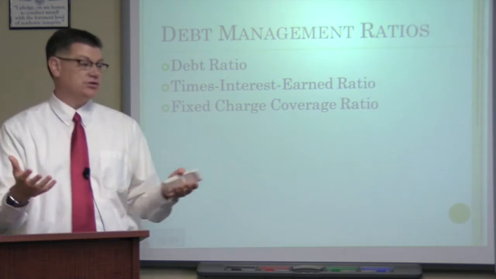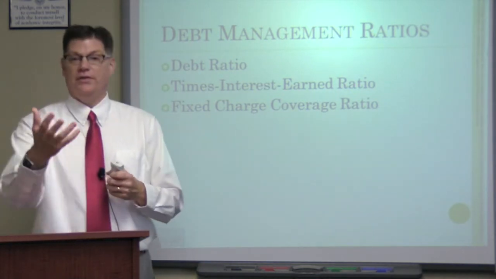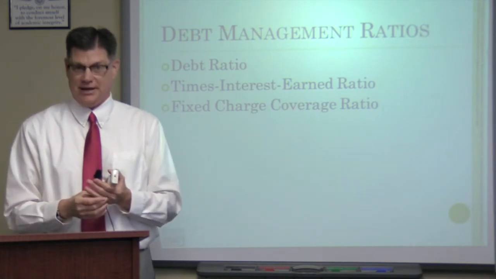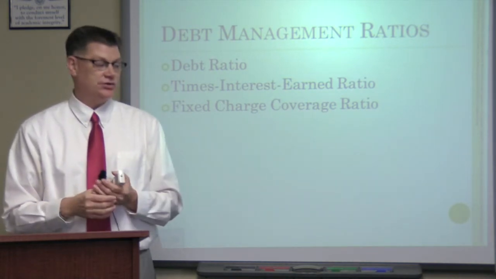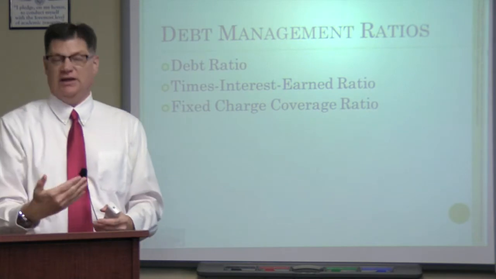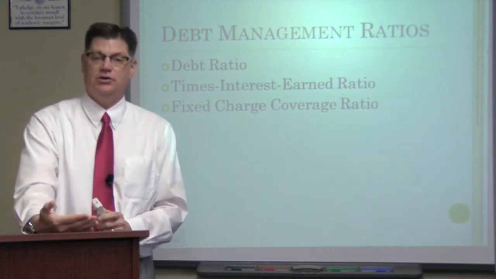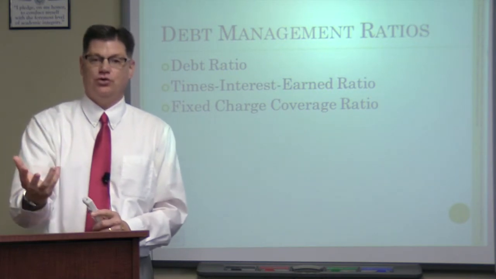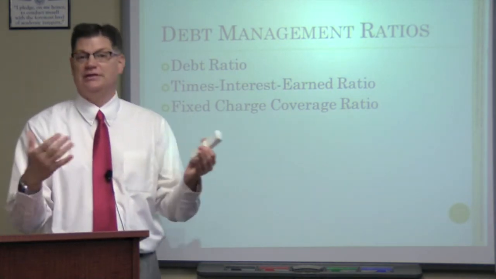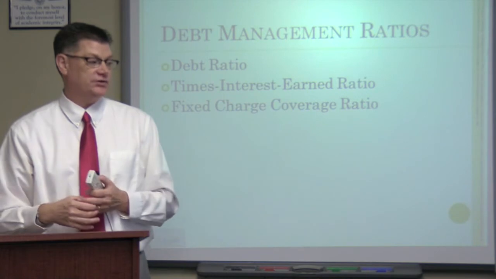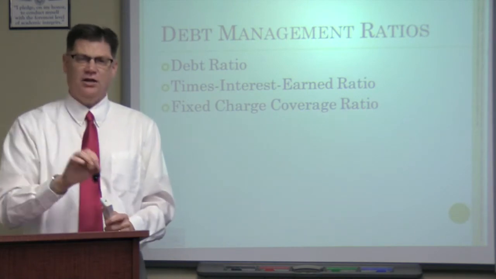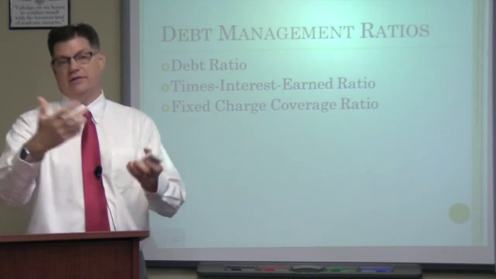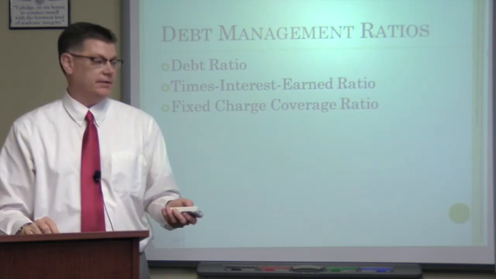Debt management ratios: the debt ratio has to do with how much you are financed by debt. Times interest earned has to do with the interest that you're paying on the debt, how many times are you earning that? The more times you're earning that is usually an indicator that you can take on more debt. Last one is fixed charge coverage. All of the fixed charges that you have, how many times are you earning that? The more you can cover that, obviously the more fixed charges you can take on.